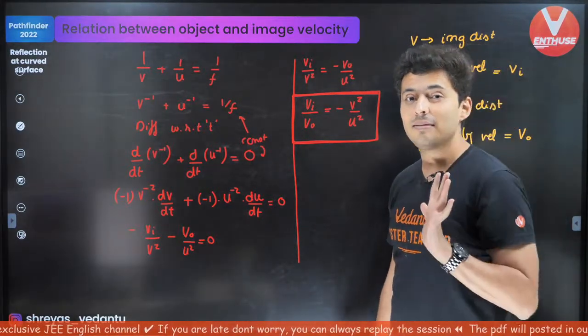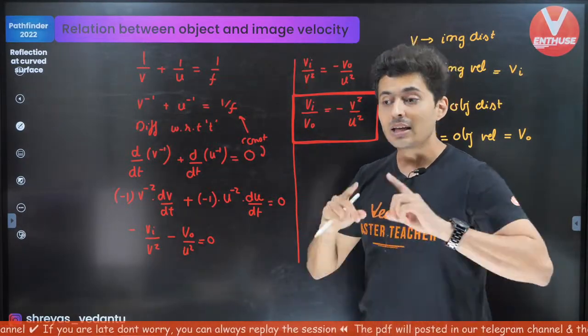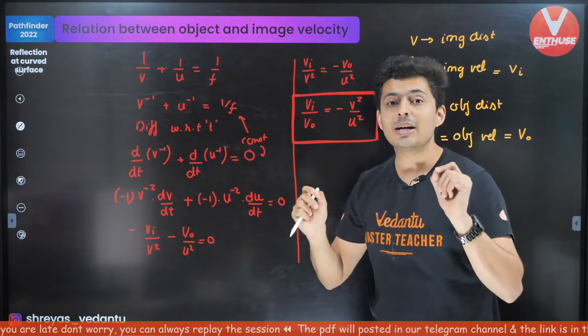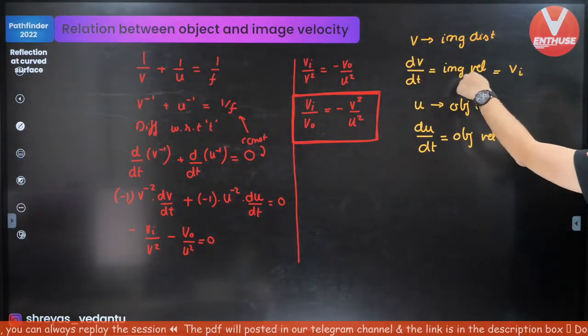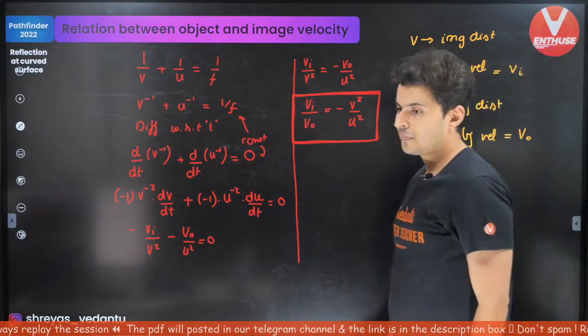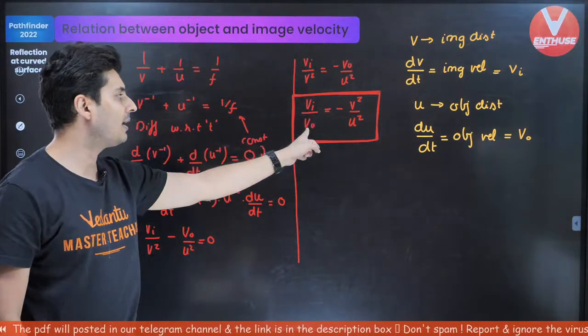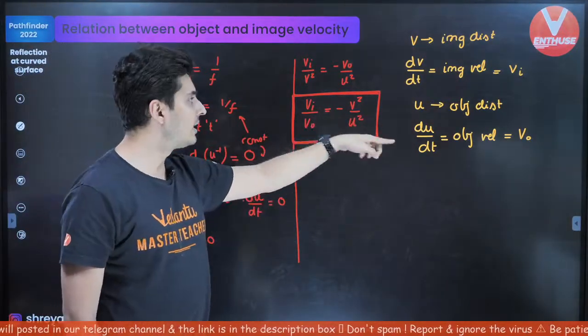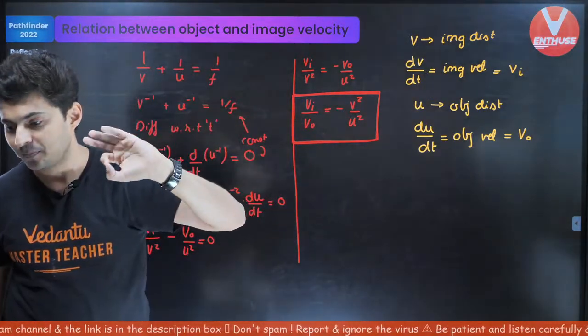Remember, your normal magnification was minus v by u. The image by object velocity will become minus v square by u square. What is vi? I have mentioned it over here. Vi is the image velocity, Ishwar. I have mentioned it right over there. So vi by vo, image by object velocity, is minus v square by u square.